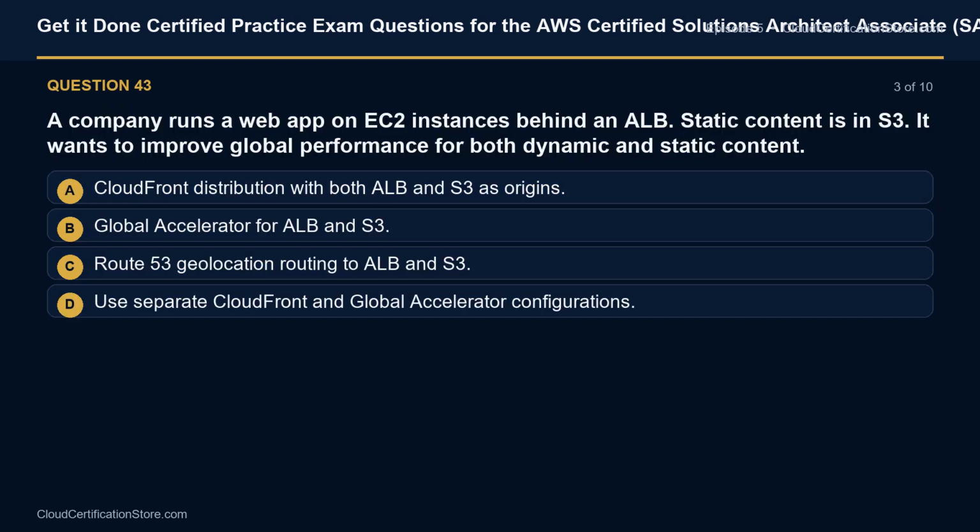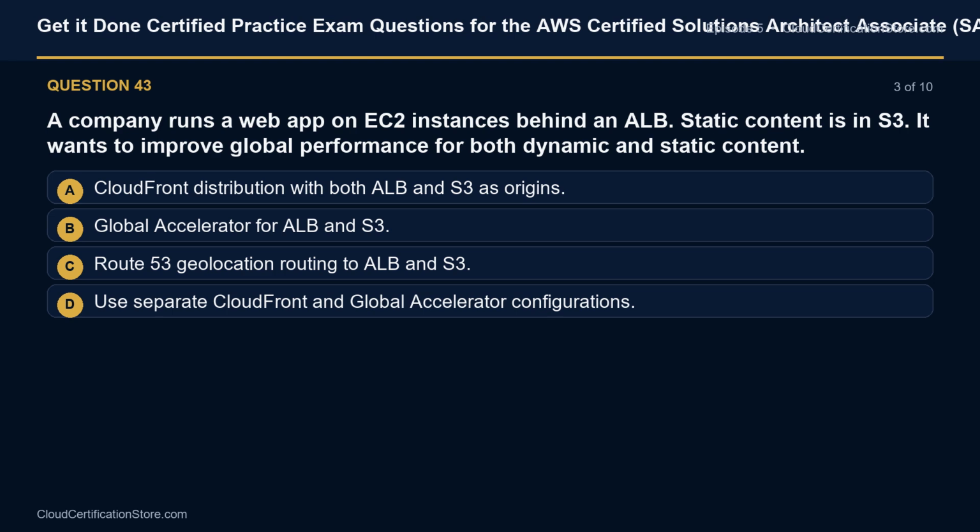Question 43. A company runs a web app on EC2 instances behind an ALB. Static content is in S3. It wants to improve global performance for both dynamic and static content. Option A. CloudFront distribution with both ALB and S3 as origins.